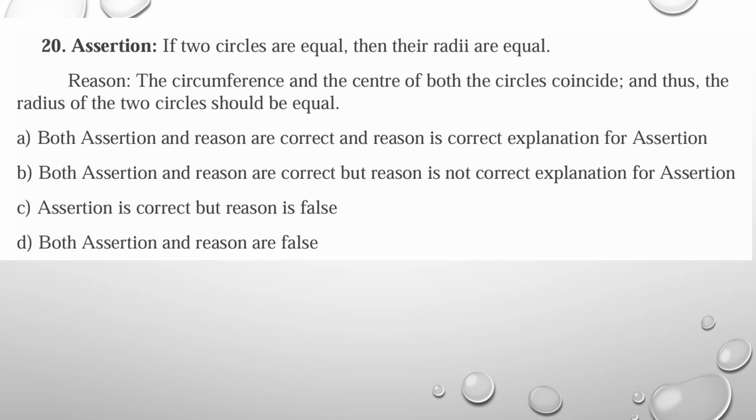Next assertion and reason. Assertion says if two circles are equal, then their radii are equal. They will overlap. When will they overlap? When their radii are equal. So this is true. Next, the circumference and the center of both the circles coincide. Coincide means congruence होगा वो figure. Thus, the radius of two circles should be equal. This is also true. And this is the correct explanation for assertion. So, इसका आंसर भी A होगा.